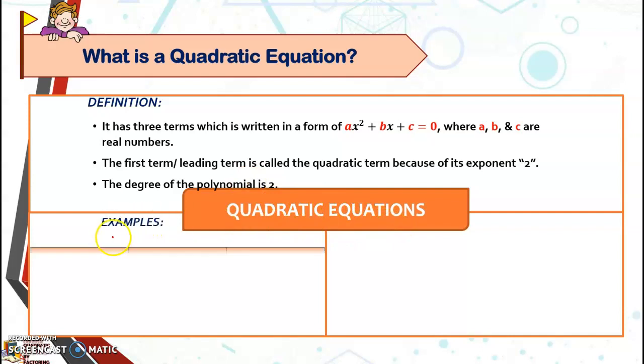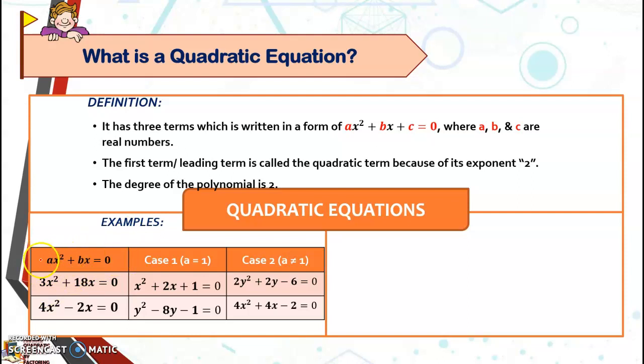Examples of quadratic equations are these. We have here the form ax squared plus bx plus c, case 1, which is complete, a, b, and c are complete. Case 2 is also complete. Case 1 is where a is equal to 1, and case 2 is where a is not equal to 1. The first one that I encoded here, ax squared plus bx equal to 0, is another form, an incomplete quadratic equation. These can be solved using factoring. These are just a few examples of quadratic equations.